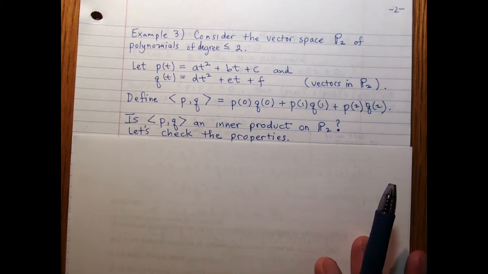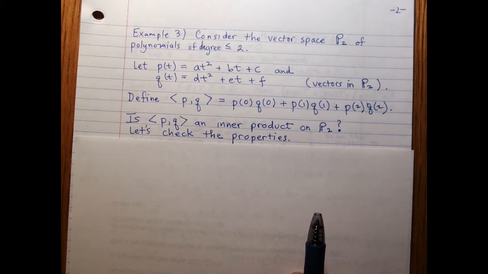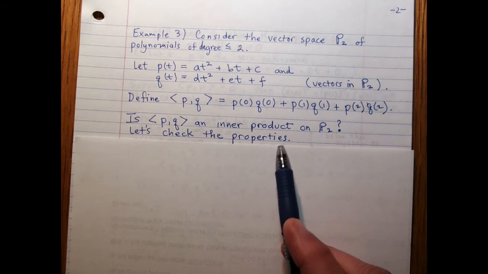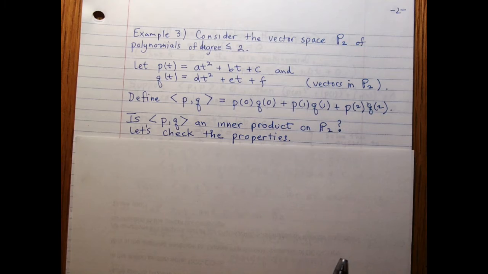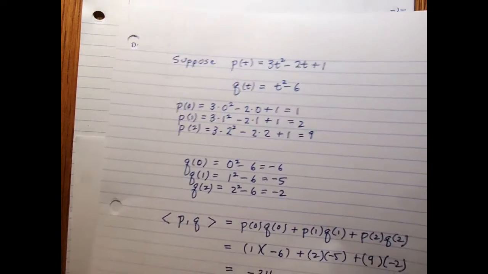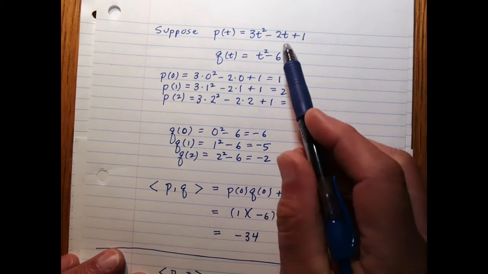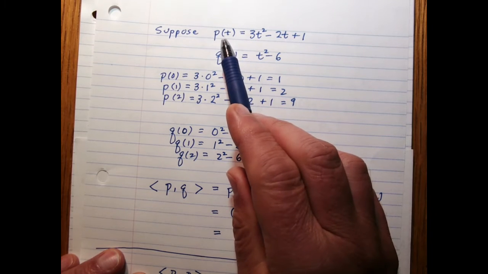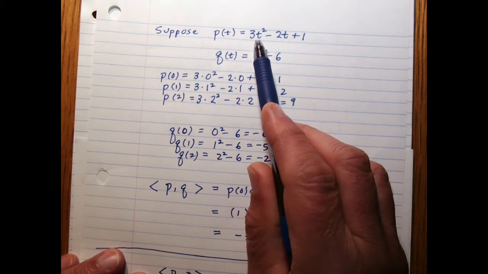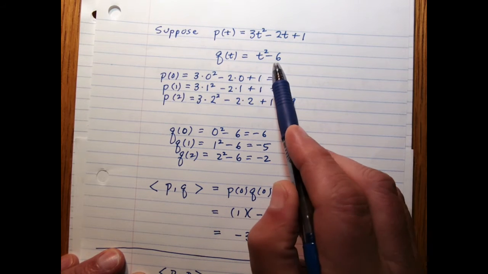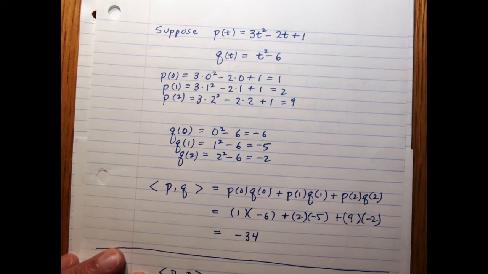And our question is: is this an inner product on this vector space? Let's check the properties. Now, before we check the properties, though, I want to talk a little bit more about what this example looks like. Let's actually look at a couple of very specific polynomials. So I wrote this down ahead of time. I just happened to pick P of t equals 3t squared minus 2t plus 1. And for Q of t, I picked t squared minus 6. So these are two elements of that P2 vector space.